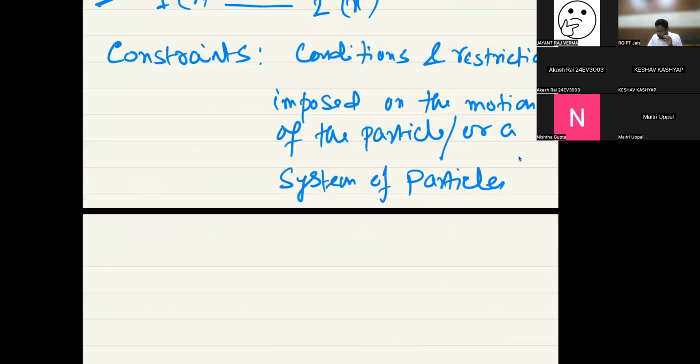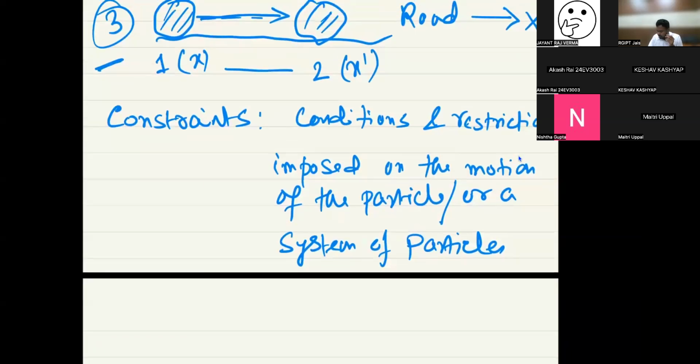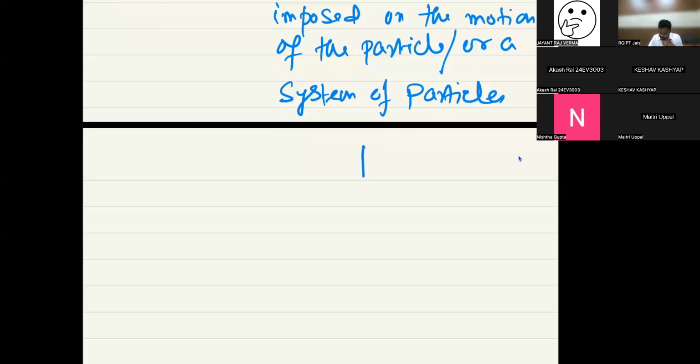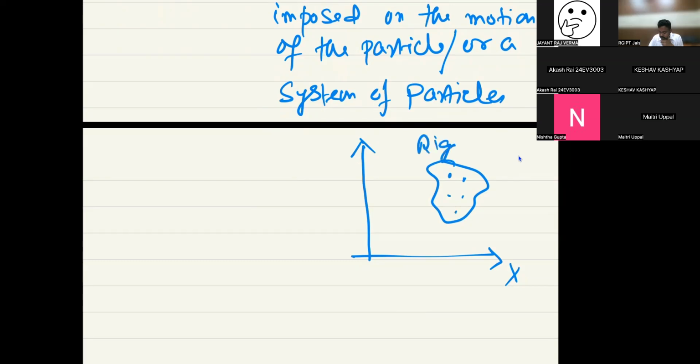Okay, let's see another example. We already discussed this kind of system of particles. This is x and y, and let's say this is a rigid body. Rigid body means an object or a body that you cannot deform. Generally, if you have a body and apply an external force, you can deform it, if it is not a rigid body.